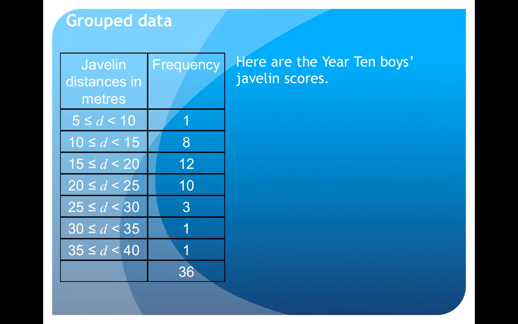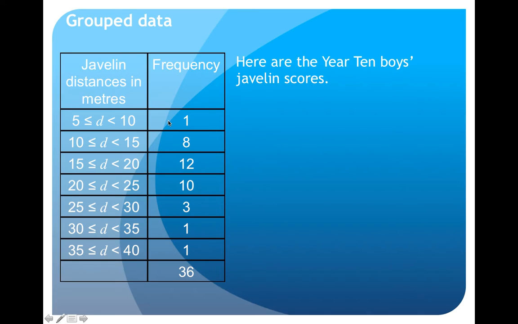Now the problem is that when you've got data that's been grouped, you lose what the individual pieces of data were. So for example, on this first one here, I know that a javelin was thrown between 5 and 10 meters, but I don't know exactly what that data value is. And for 8 pieces of data here, I don't know any of them individually. I know they were between 10 and 15.